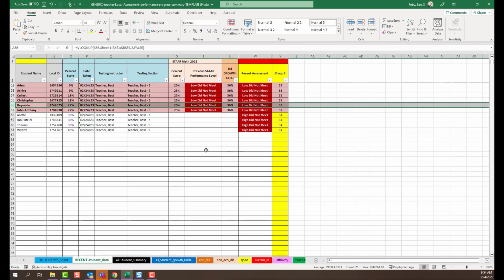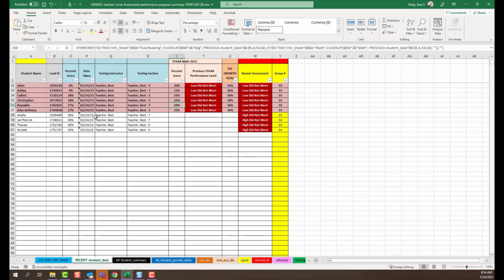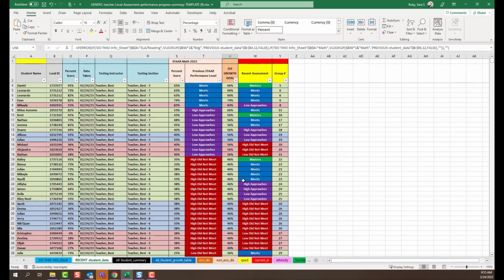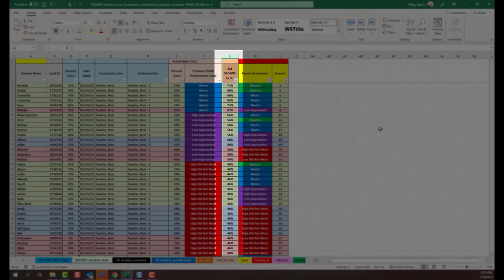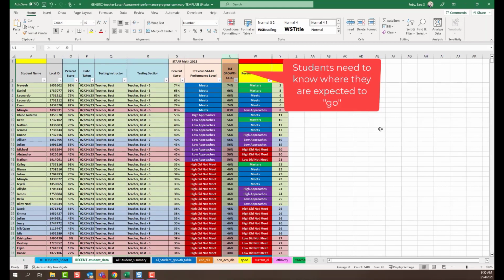Same thing with Ronaldo. On last year's STAR, he got a 20%, but on this most recent assessment, he got a 27%. I know for some people that's not a whole lot, but for him, that's huge. I'm going to celebrate Ronaldo. But again, I've got to have conversations with my students of where I expect them to be from here on out. So I want to be very clear that you have got to talk to your students about this goal. Give those students their goal so they know what they're shooting for.